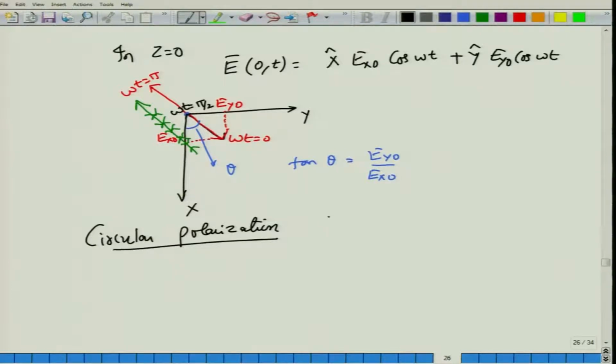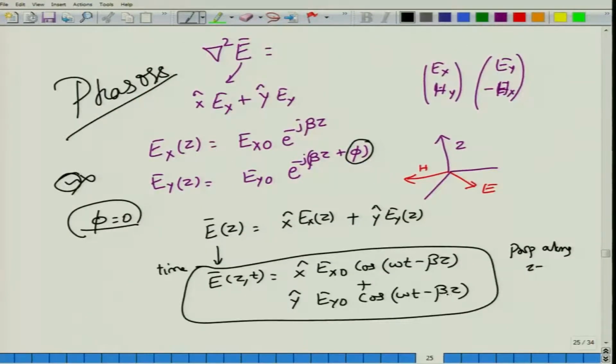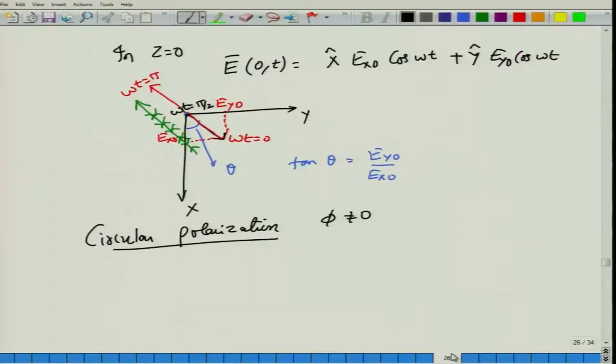So when I consider phi to be non-zero, I have to modify these equations. The y component cannot be just minus beta z, but there has to be a phase phi component. So let me just write this as plus phi. I could have written it as minus phi, but let me just write it as plus phi. Now if I assume that phi is equal to pi by 2, what will happen?